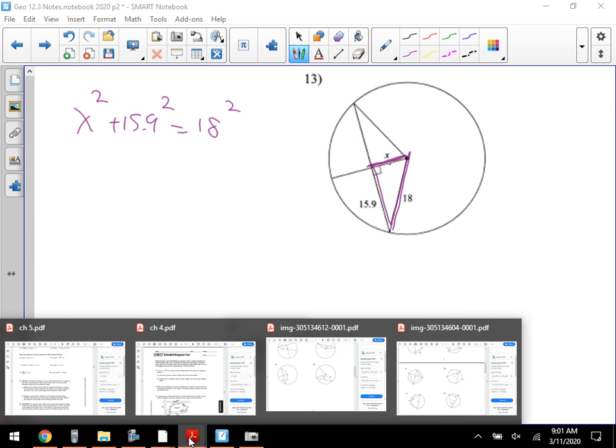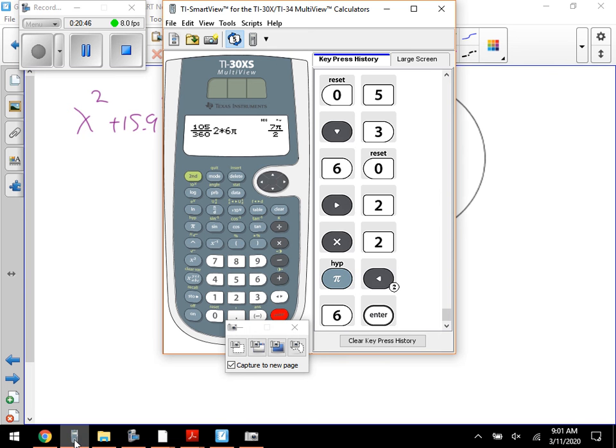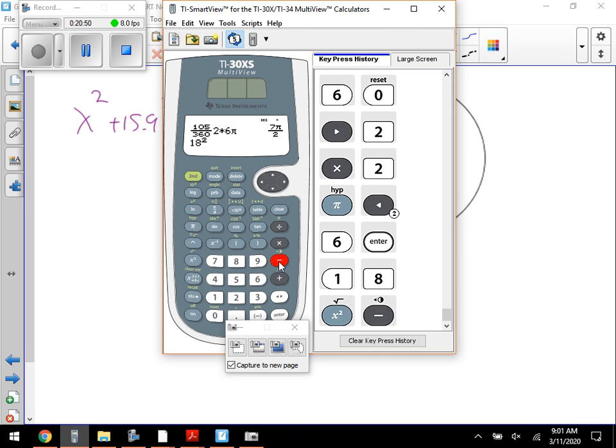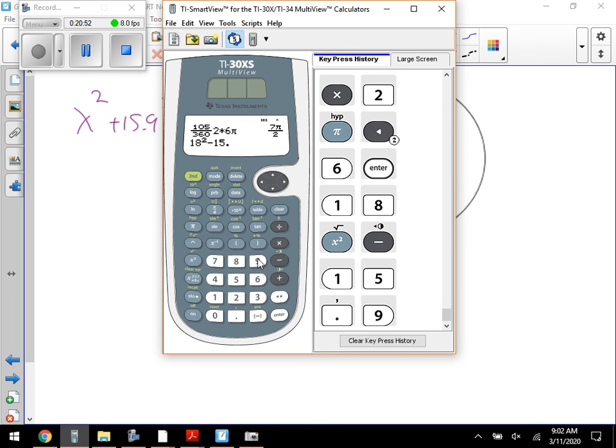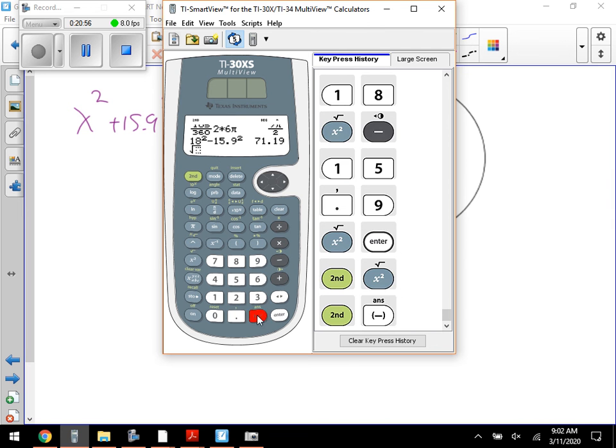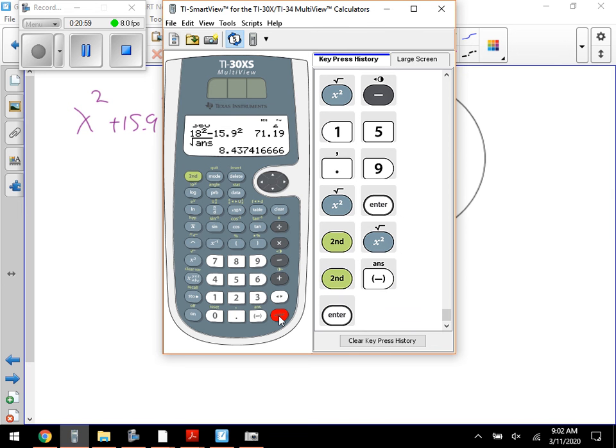Wrong button. I'm getting the wrong button. So it was 18 squared minus the 15.9 squared, square root of my answer. Rounding that to 2 decimal places, I'm getting 8.44. That's not all right.